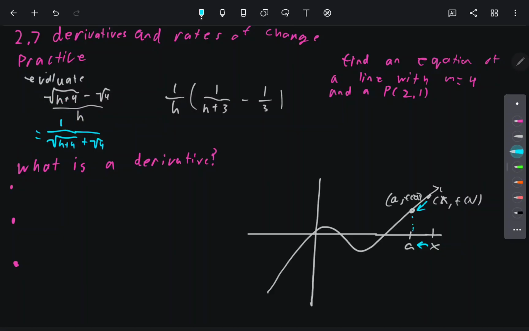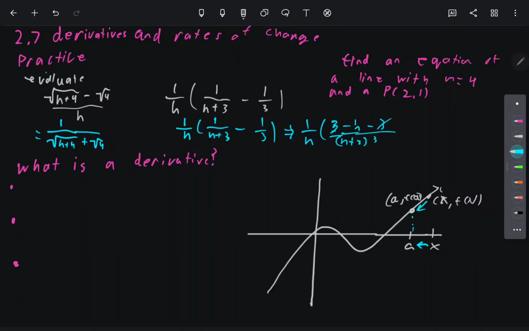So this problem is going to be one where we need to cross multiply. So we're going to get 1 over h times 1 over h plus 3 minus 1 over 3. We're going to cross multiply that. So we are going to get 1 over h times 3 minus h minus 3 all over h plus 3 times 3. Well, this 3 and this 3 are going to cancel. This negative is still there.